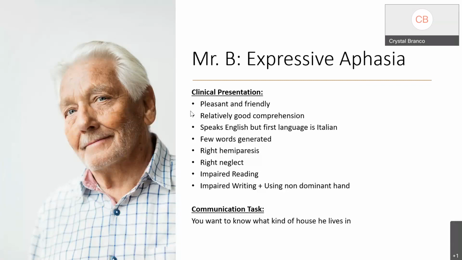So he's very pleasant and friendly. He has relatively good comprehension. He speaks English, but his first language is Italian. When he tries to speak, he's able to generate only a few words. He's got a right hemiparesis and neglect. His reading is impaired and his writing is impaired, and he uses his non-dominant hand. So the communication task is you want to find out what kind of house he lives in.